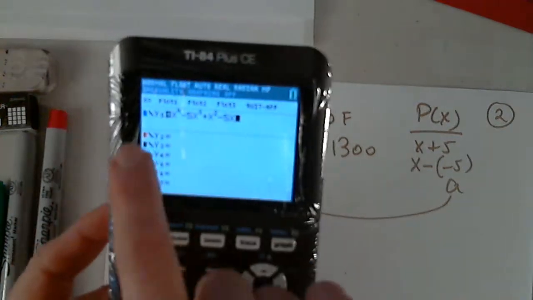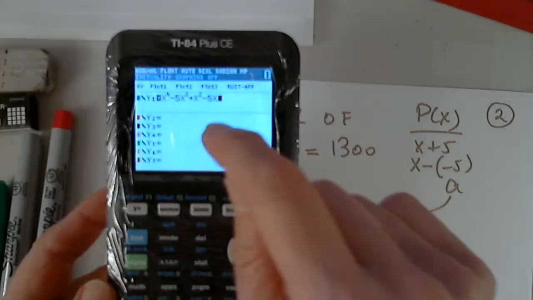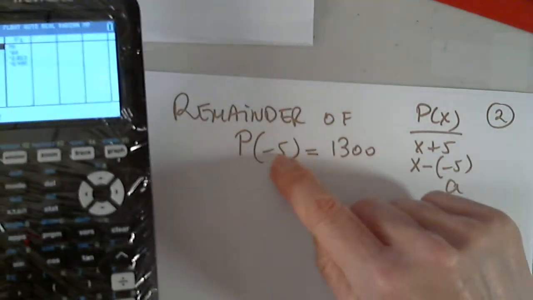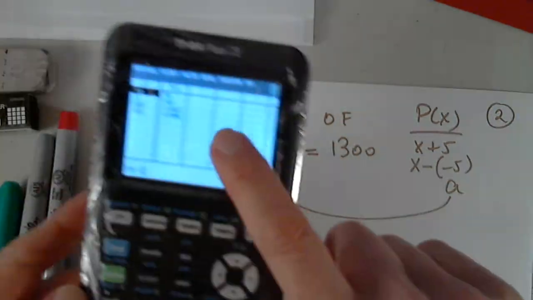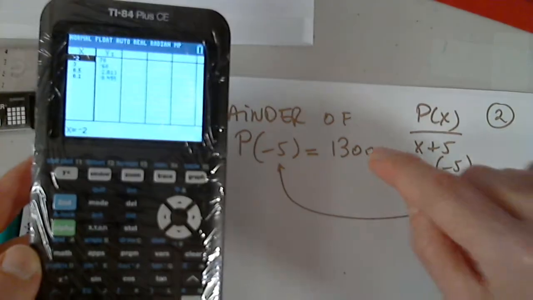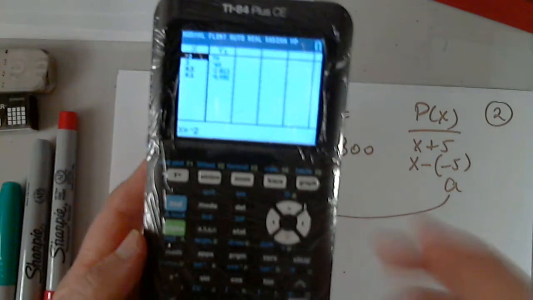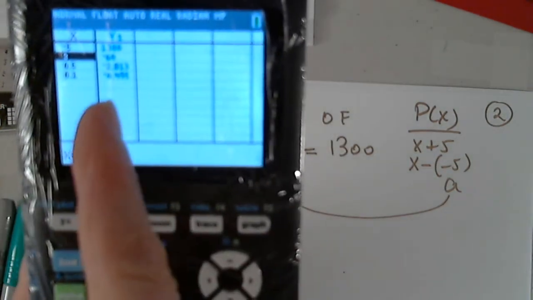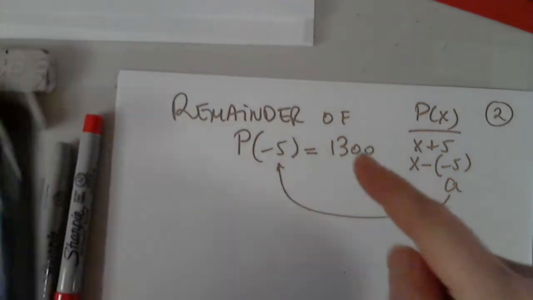So I enter the polynomial from the numerator, and I want to enter a second table. I want to enter this number. If when I click after I enter -5, I click enter and I don't get 1300, my calculations are wrong. I have to go back to the drawing board. I plugged in -5 and the answer is positive 1300. So that's okay.